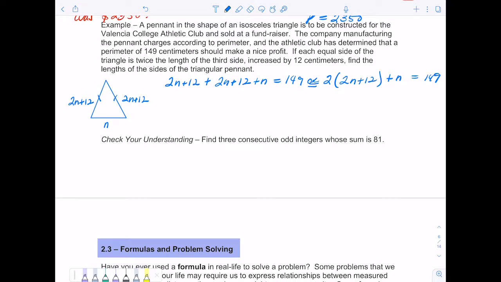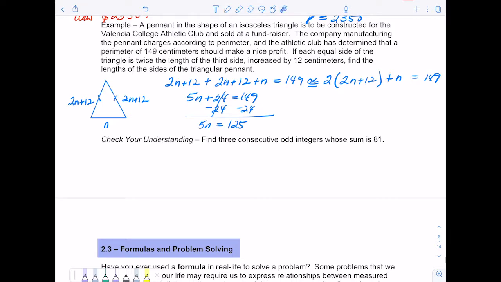Now I'm going to simply combine like terms. What are my like terms? I've got 2n plus 2n plus n. If I add them, you get 5n. And then I have a 12 and a 12. 12 plus 12 gives me 24, and then equals 149. Now we're going to do what we did in a similar problem: we're going to get n by itself. Since I'm adding 24, I need to subtract 24 from both sides. The 24 minus the 24 will cancel. You get 5n equals 149 minus 24, which is 125.